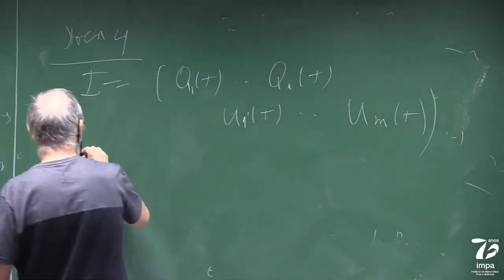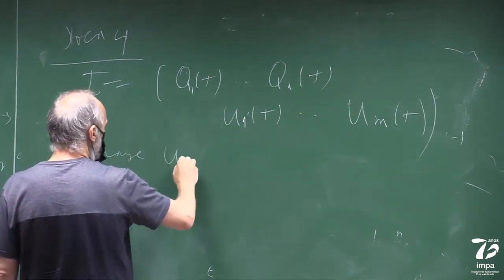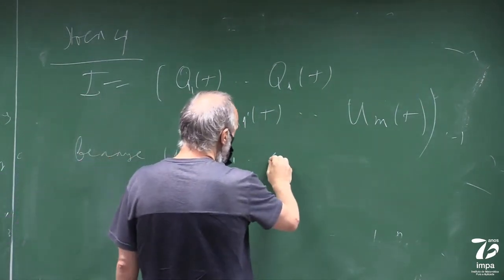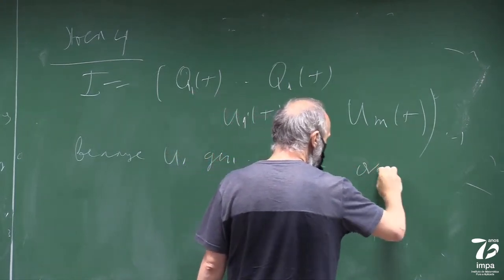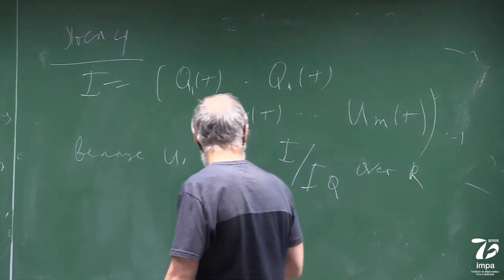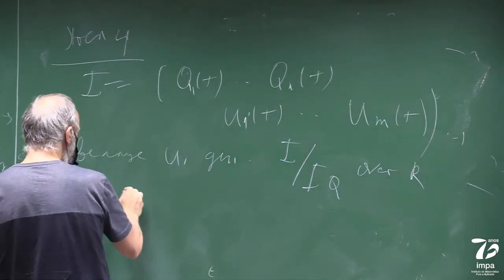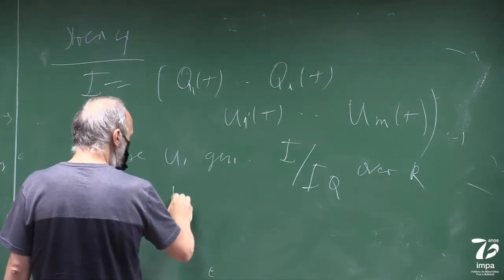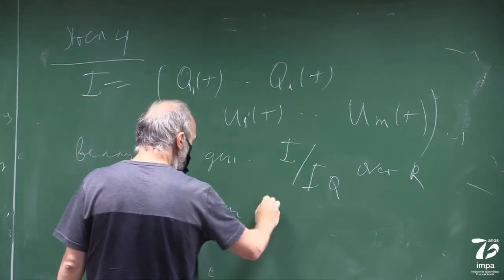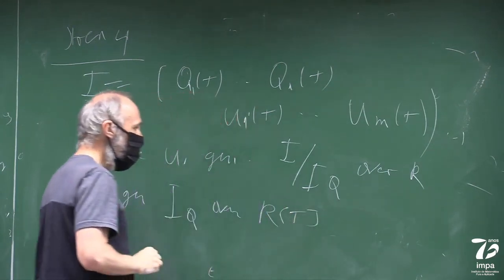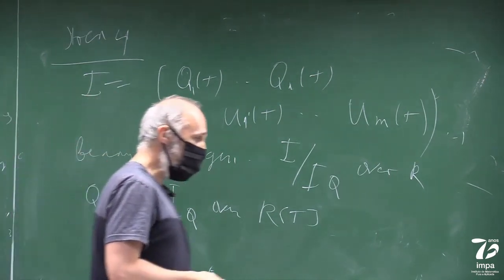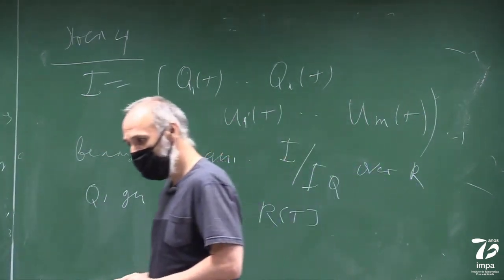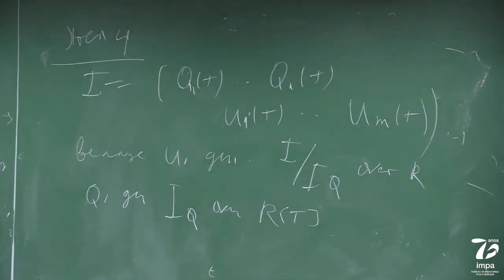Indeed, the Ui generate I quotient by IQ over R, and then over R of t, of course. And the Qi generate IQ over R of t. So together, this set of generators is a finite set of generators for I. This finishes the proof of Hilbert's basis theorem.